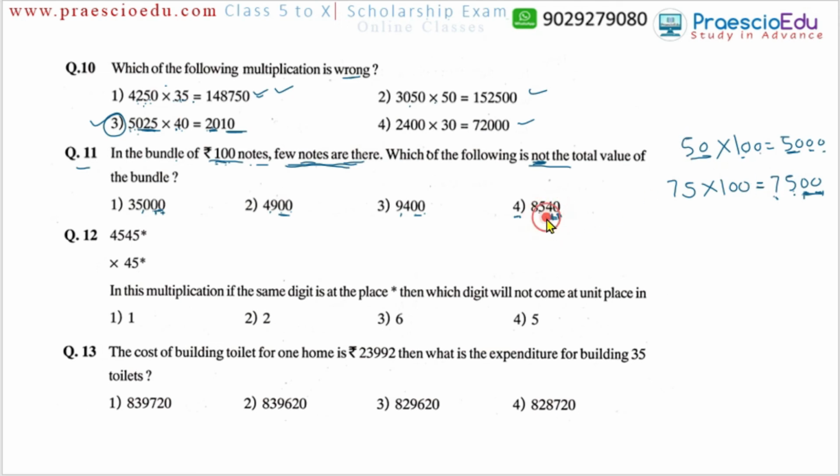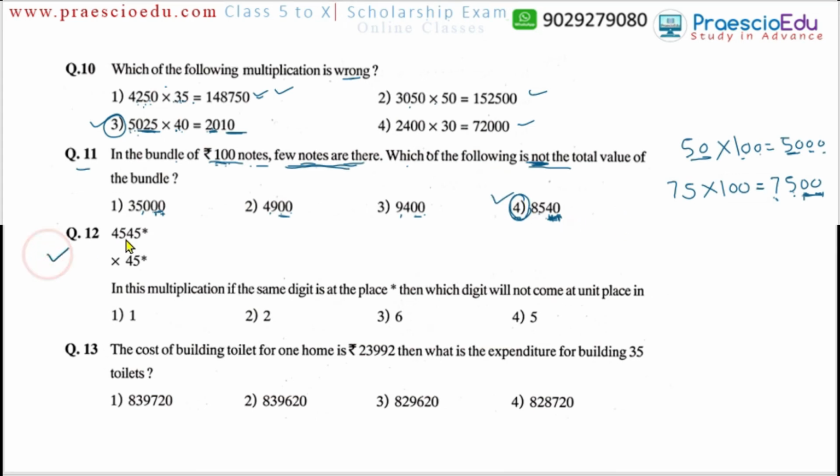Okay, meaning 4 at the tens and 0 at the unit place. This number will never come in the multiplication of 100. So that's why, as per the question asking which of the following is not the total amount, option number 4, 8,540, is not the total value of the bundle. So that's why this option number 4 is the correct one.